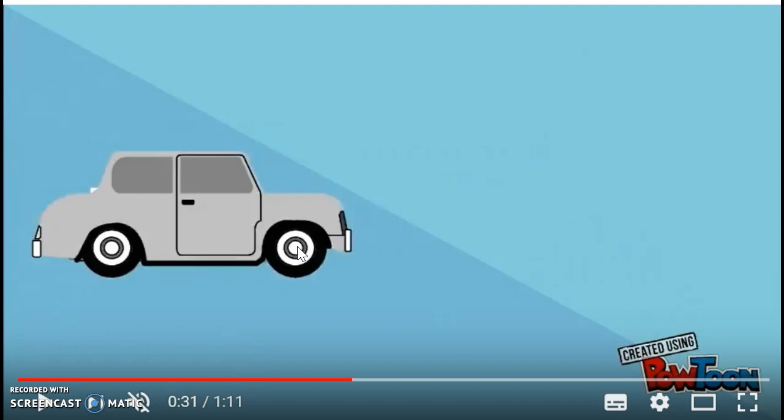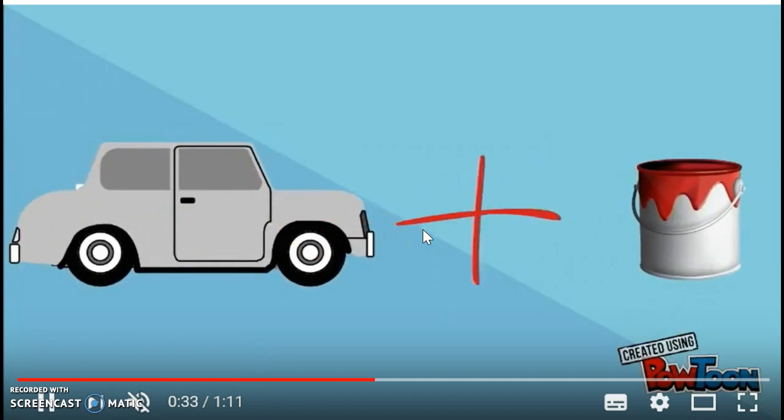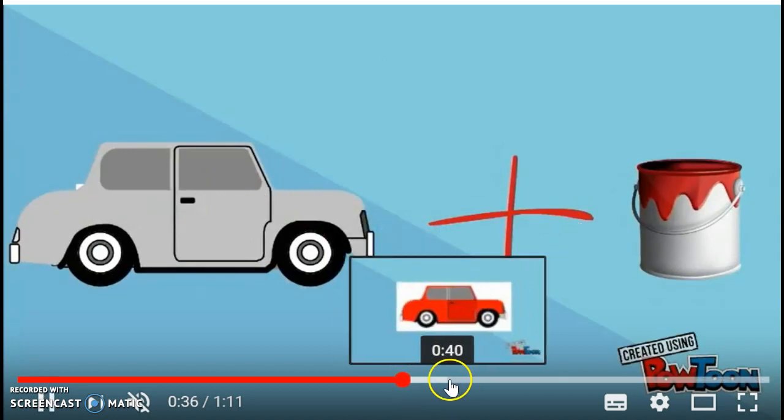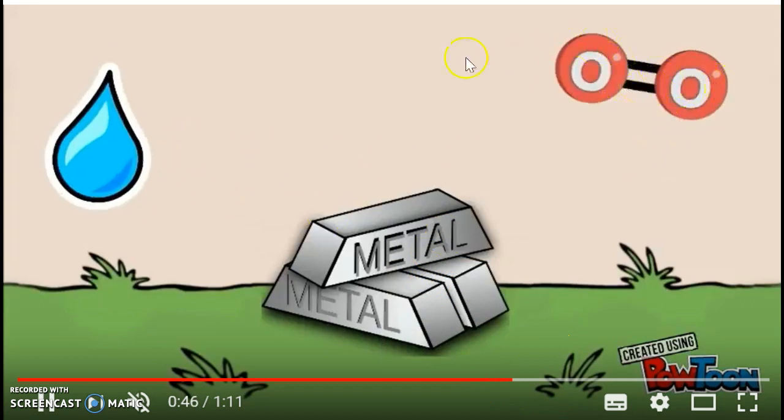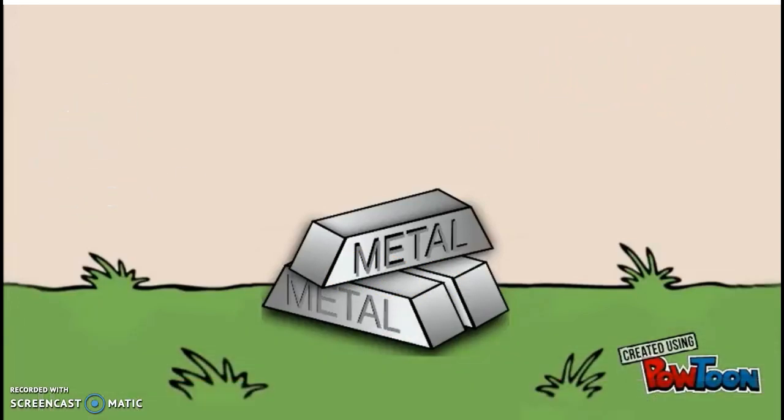To prevent this iron from rusting, we paint it. This paint is like a prevention for rust, so it makes sure that the iron doesn't get involved with the O2 and the H2O. Here we see how that happens, with the O2, the water and the metal, which is iron, and that's just how it is in nature.